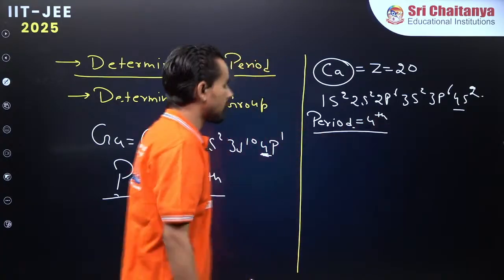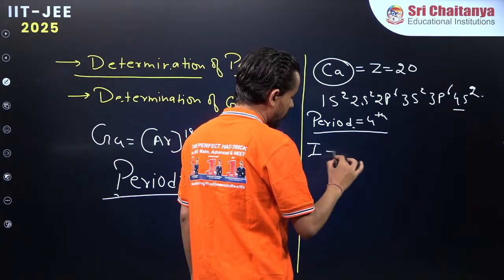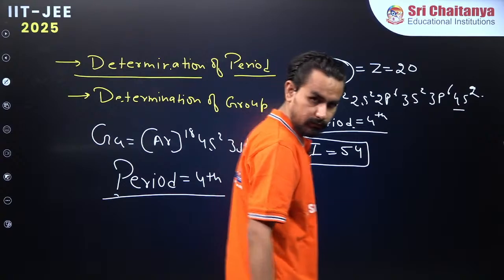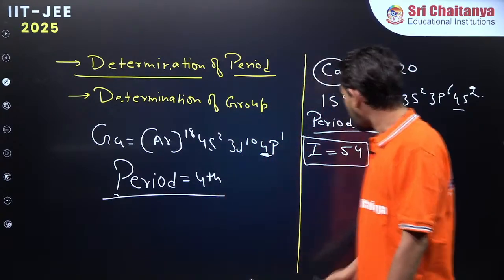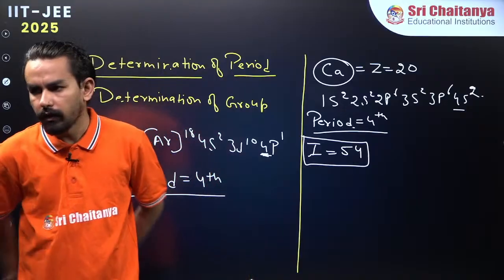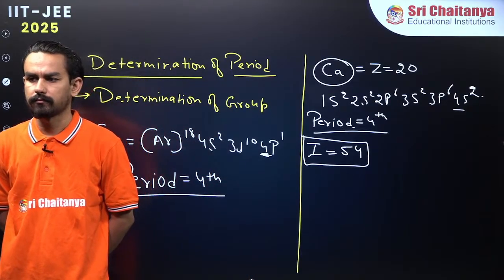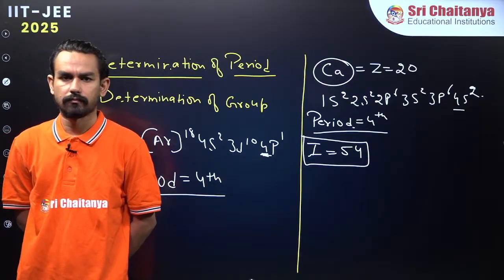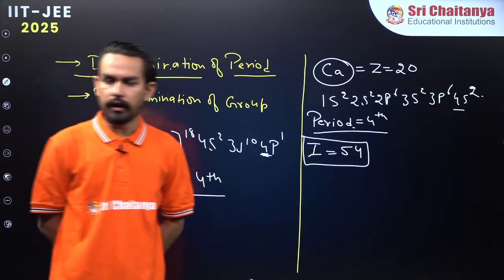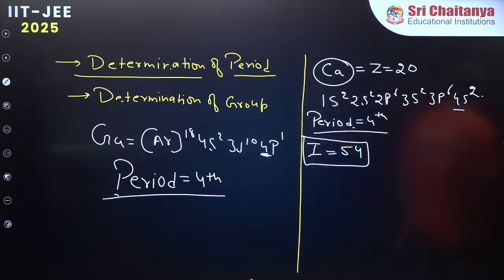Now think about iodine 54. Write the electronic configuration of iodine 54 and tell me which period it belongs to. Write it fast.